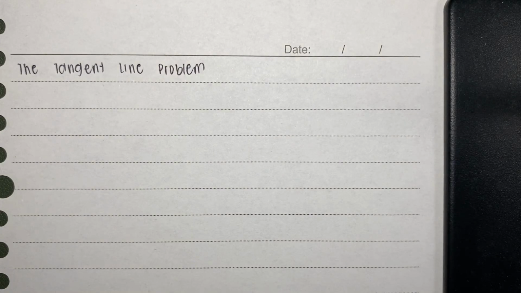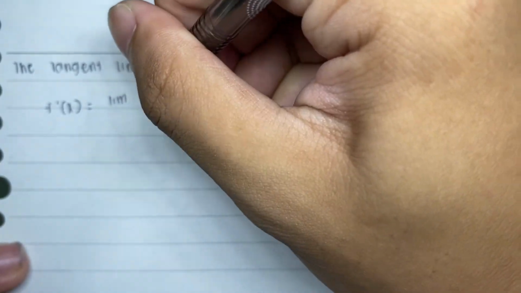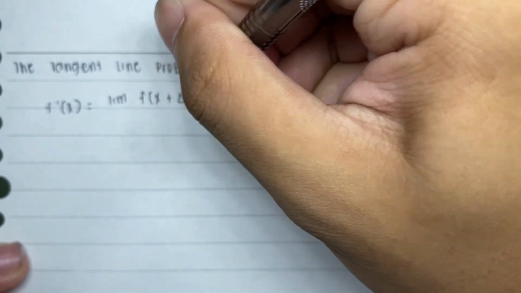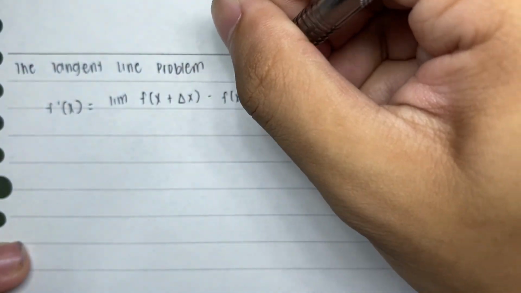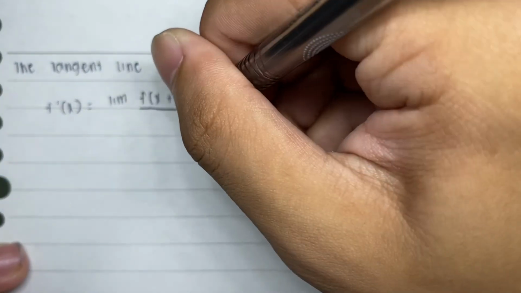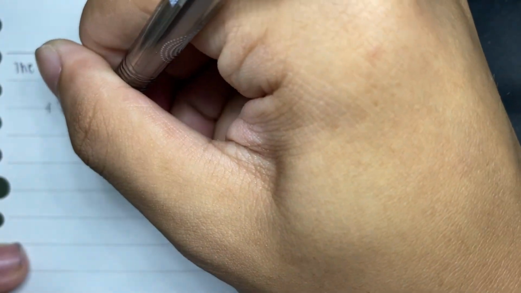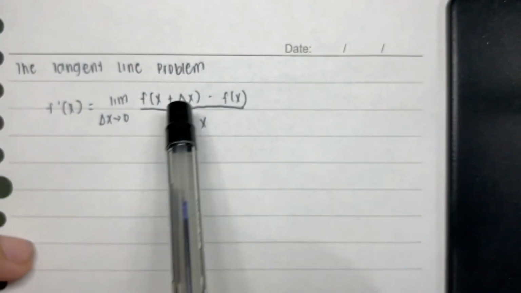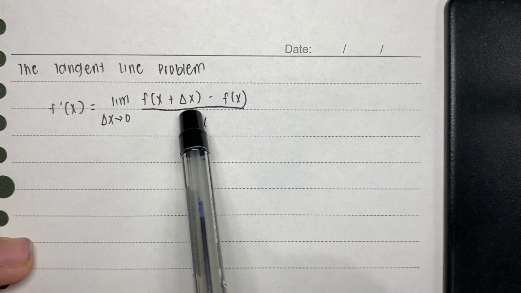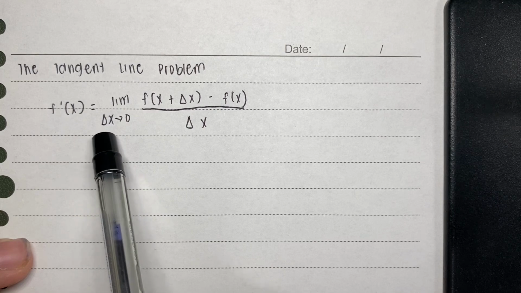In today's video, we're going to tackle how to get the slope of the tangent line using the tangent line formula, which is f prime of x is equal to the limit of f of x plus delta x minus f of x all over delta x as delta x approaches 0. Delta x represents the changes that happen with the x values.